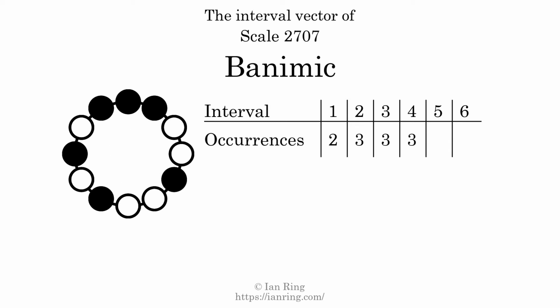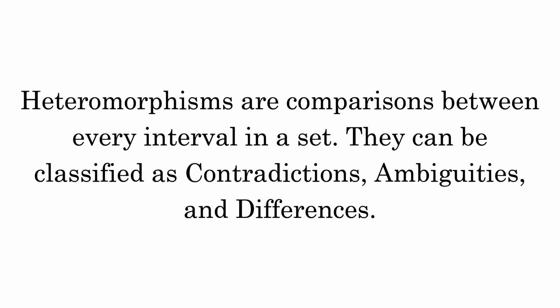There are 3 intervals with the size of 4 semitones. They are here, here, and here. There are 3 intervals with the size of 5 semitones. They are here, here, and here. There is 1 interval with the size of 6 semitones. It is here. Each interval does not appear in this scale a unique number of times, so this is not a deep scale.